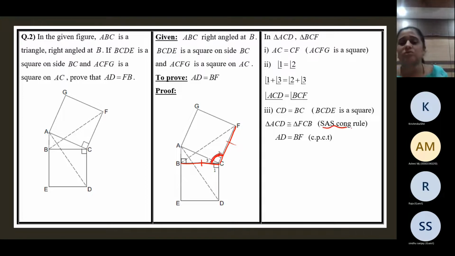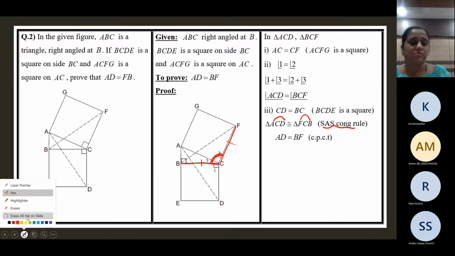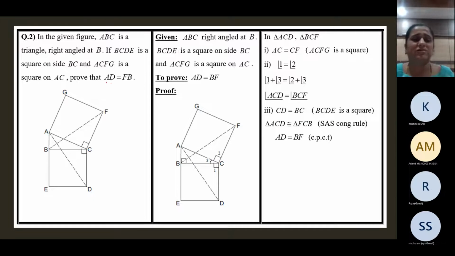By the SAS congruence rule, the triangles are congruent, and by CPCT you get AD is equal to BF. You can write FB because it's given here. I'll also change this. You can make this FB, children. It's the same, but you can just make it FB.